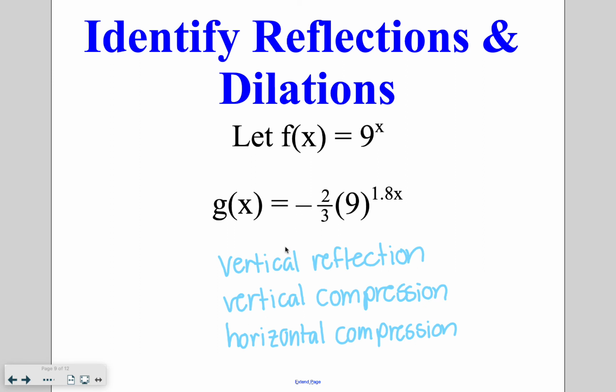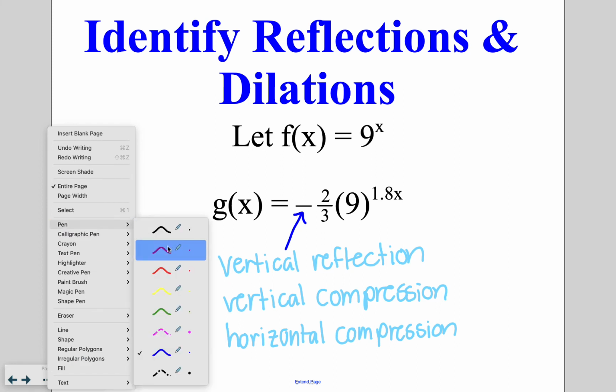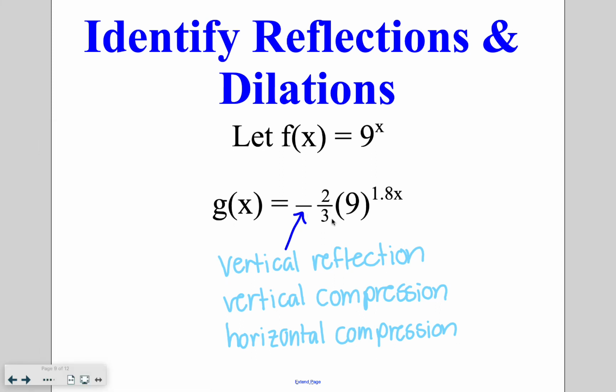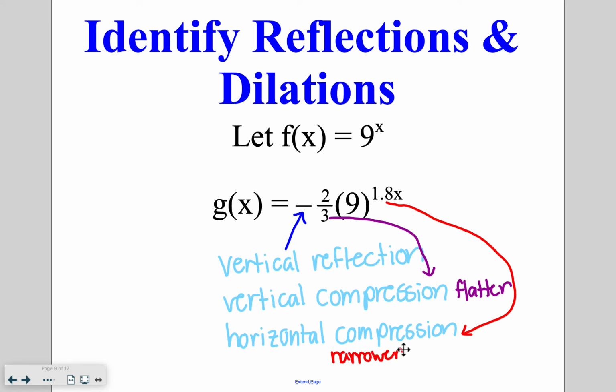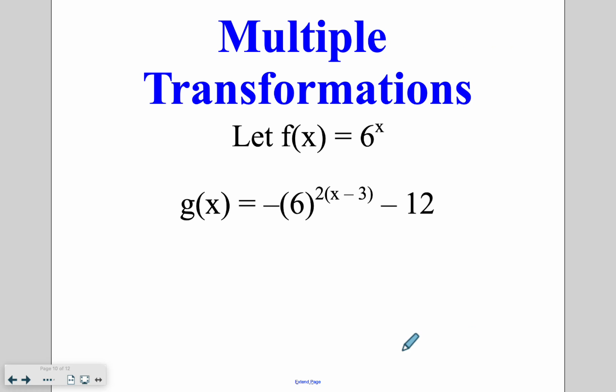So that negative in the front makes it a vertical reflection. That positive 2/3, so this 2/3 right here, is what makes it a vertical compression, or you could indicate that your graph is flatter. So either way, vertical compression or flatter. The last piece is that 1.8 up in the exponent, which is going to indicate to you that you have a horizontal compression or that your graph is getting narrower than it originally was. We also can put this.